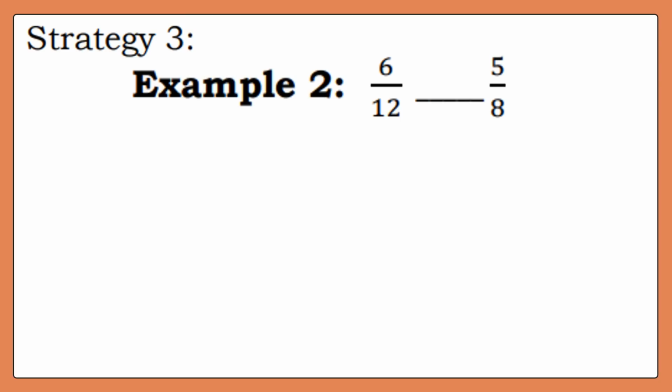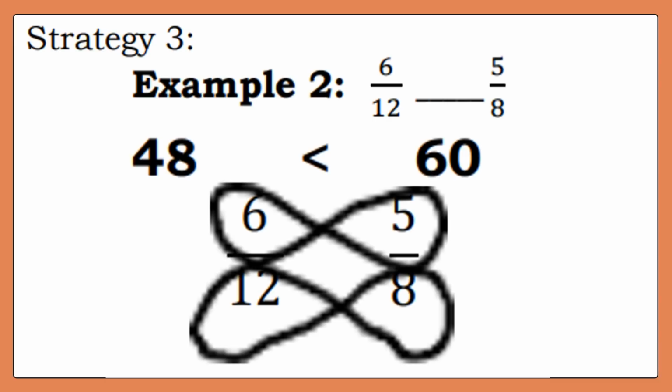Strategy number 3. 6 times 8 is 48. 5 times 12 is 60. Therefore, 48 is less than 60, or 6/12 is less than 5/8.